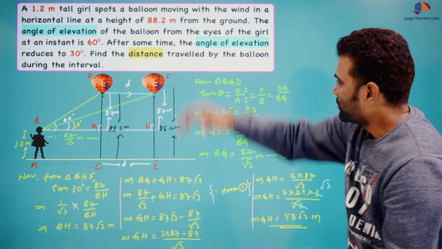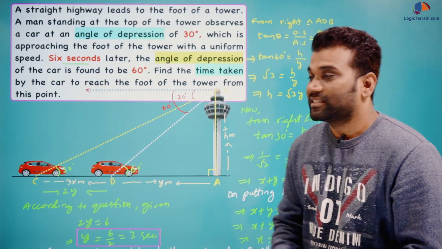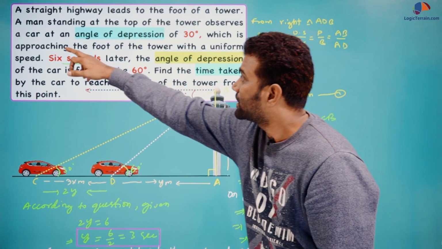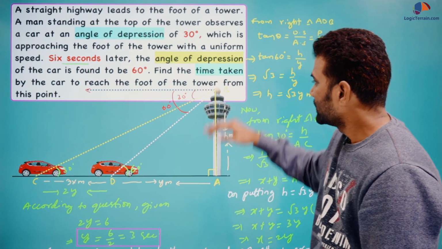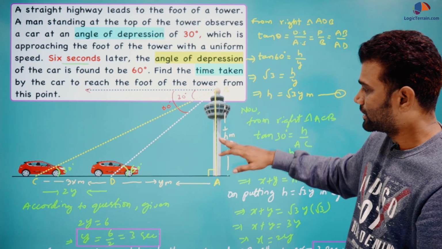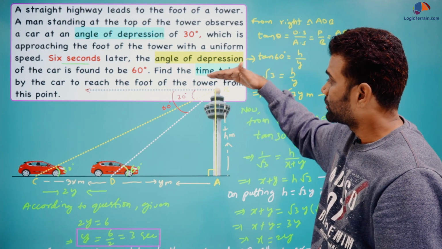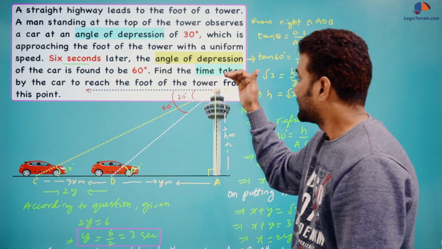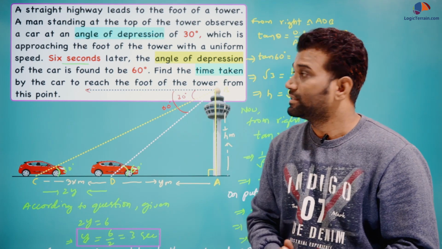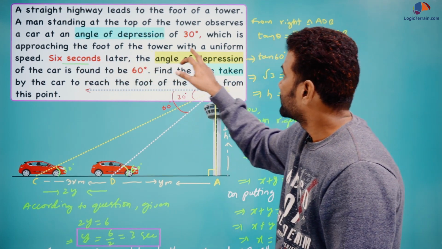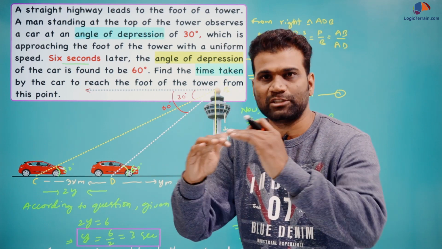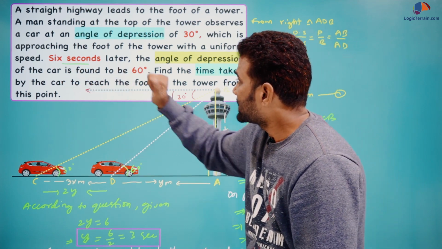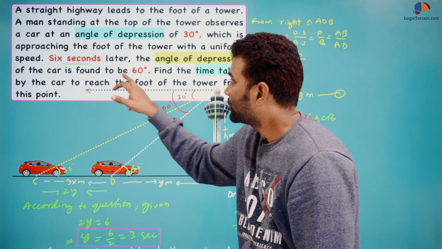Next question. Here is a statement: a straight highway leads to the foot of a tower. A man standing at the top of the tower observes a car at an angle of depression of 30 degrees. Okay, so there is a tower, we don't know whose height, so let us assume the height is h. So a man stands on the top of the tower and is observing a car initially here at point C, you can say, with the angle of depression 30 degrees, which is approaching the foot of the tower with a uniform speed. Okay, the speed is uniform, it is approaching towards the tower, and 6 seconds later the angle of depression of the car is found to be 60 degrees.